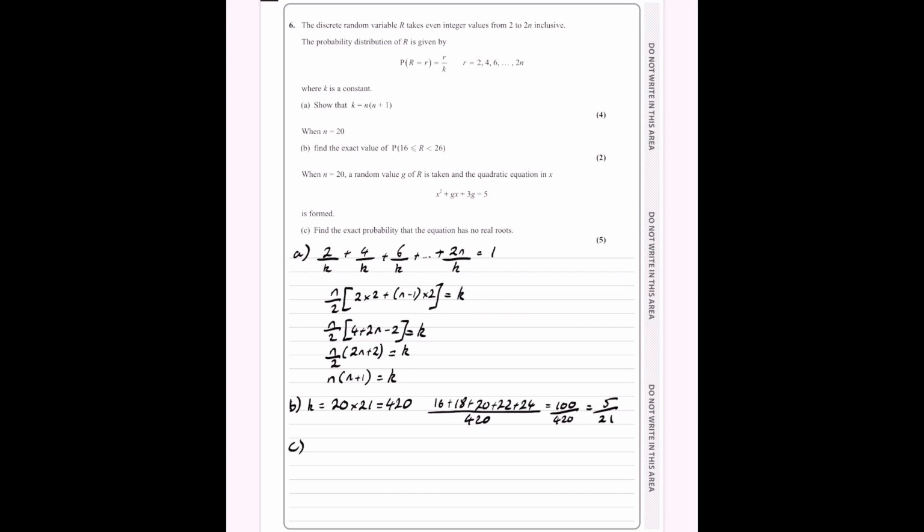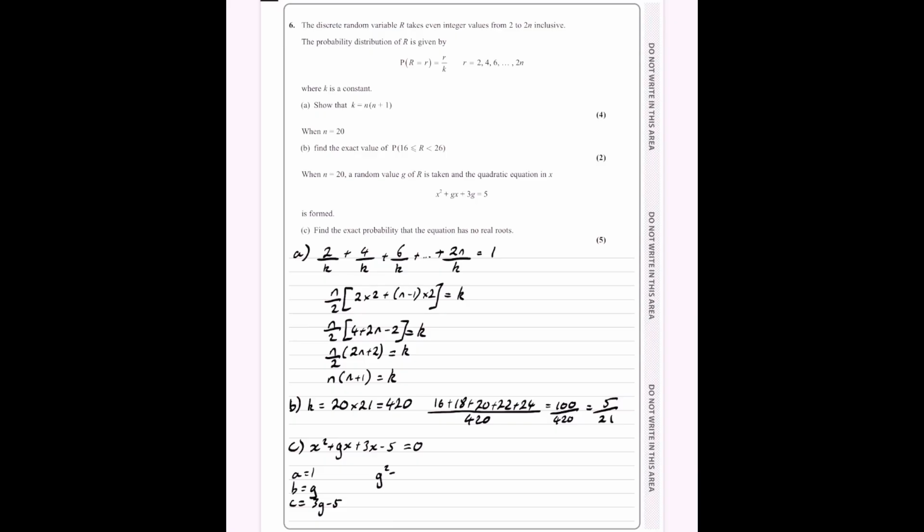For part C, we're looking at the equation x squared plus gx plus 3g minus 5 equals 0. You'll notice a mistake there. I've written 3x minus 5. It should be 3g minus 5. Please don't write in. I've spotted it, and therefore it doesn't count. My A is 1, my B is g, and my C, I've corrected it there, is 3g minus 5.